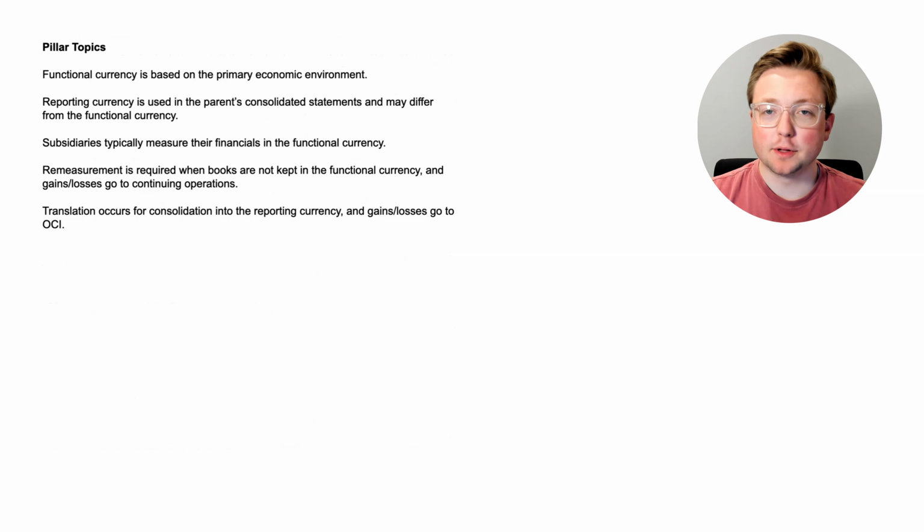Okay, here we are at the pillar topics. I did shorter, more straightforward ones in this video. Let's just go through them. Functional currency is based on the primary economic environment. And remember what that means: where most of their cash inflow and outflow is happening. Reporting currency is used in the parent's consolidated statements and may differ from the functional currency, and that's something we learned. Subsidiaries typically measure their financials in the functional currency. Now, we did see in question 4 that they weren't doing that, and so they had to be remeasured into the functional currency, but typically they measure their financials in the functional currency.